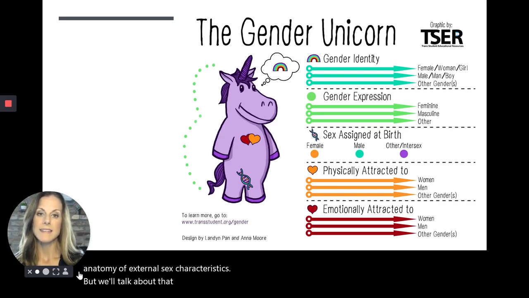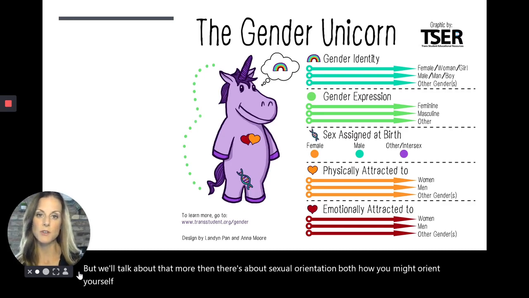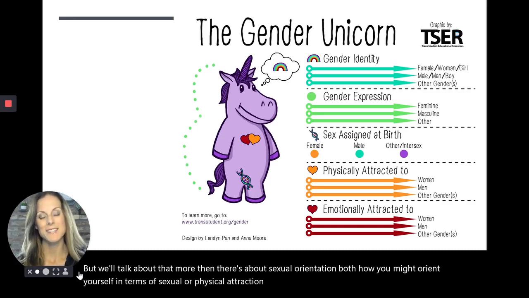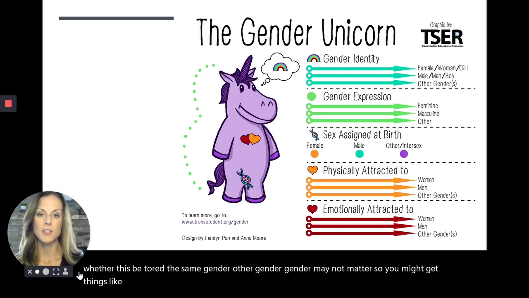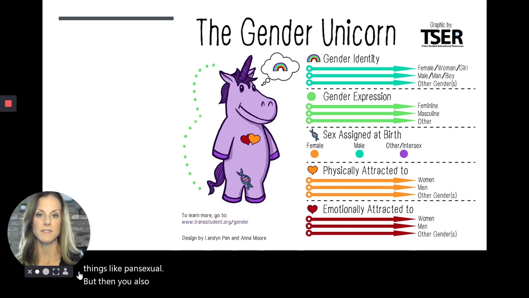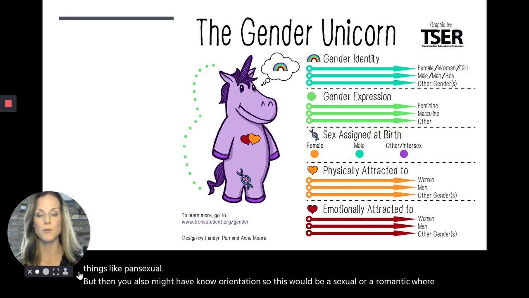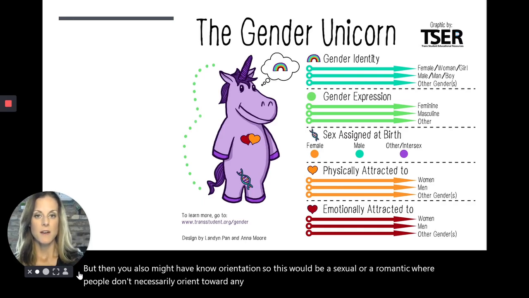Then there's sexual orientation, both how you might orient yourself in terms of sexual or physical attraction, as well as romantic or emotional attraction. So whether this be toward the same gender, other gender, or gender may not matter, so you might get things like pansexual. But then you also might have no orientation. So this would be asexual, right? Or aromantic, where people don't necessarily orient toward any particular person for sexual or physical or emotional romantic attraction.